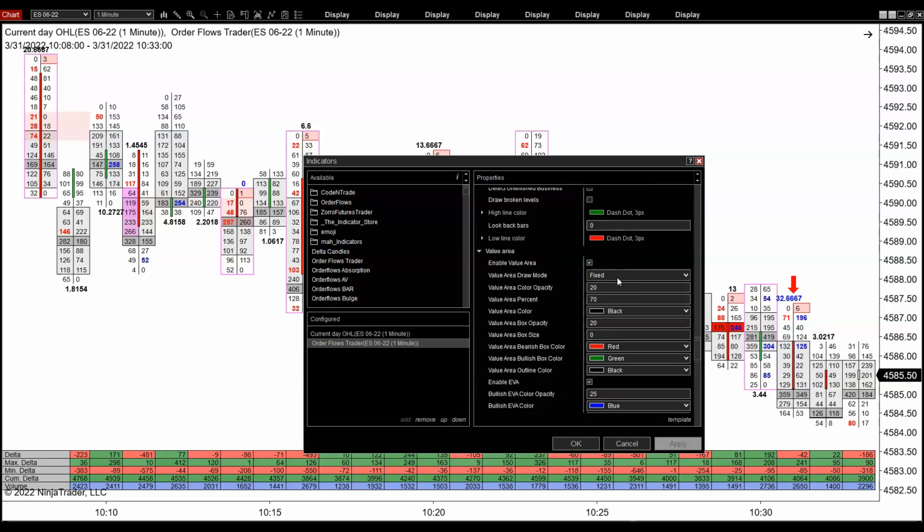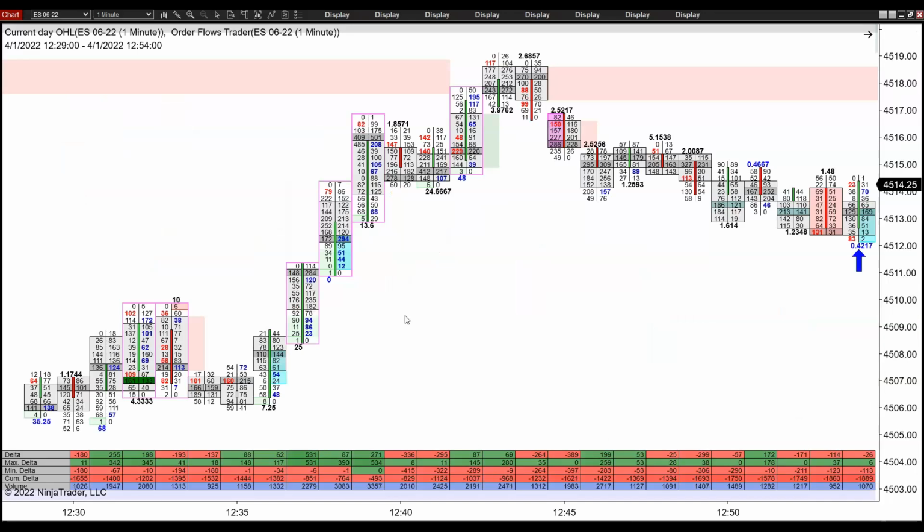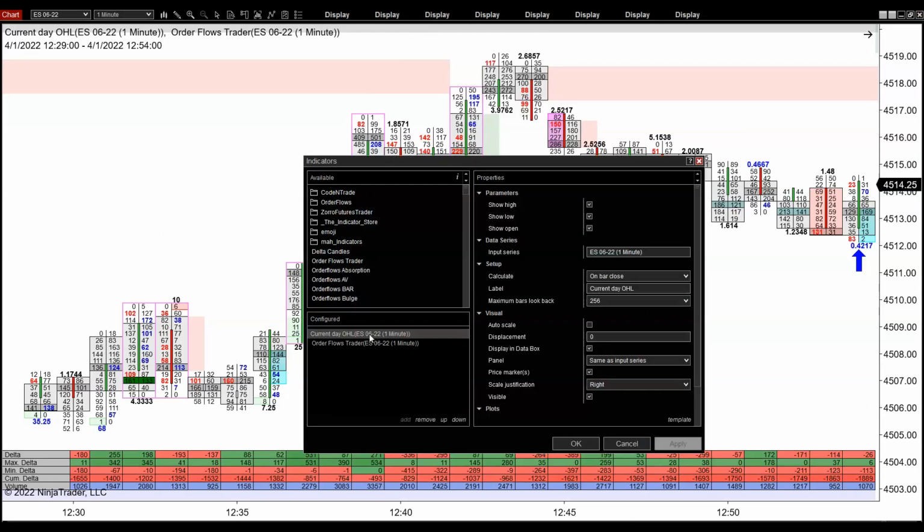You would change it here from fixed to until tested, and you just change the box size from 0. Because if you have it fixed, it's just going to draw the value area in the bar itself, right? With the box size of 0, it's not drawing it out. But if you were to change it, all of a sudden, you can draw it out now. You can sort of see it here. Just to show you the difference in settings.